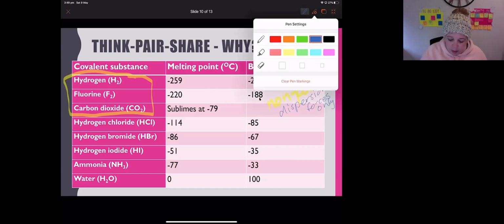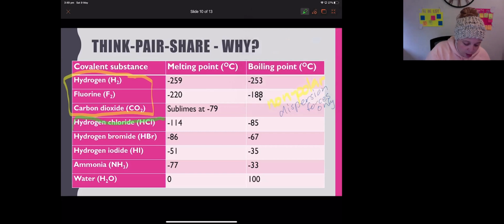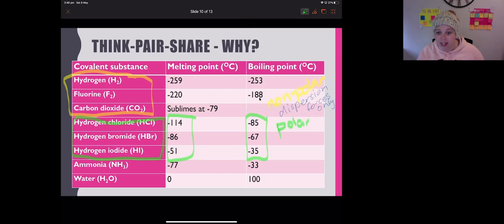The next three, as we go down, we've got hydrogen chloride, hydrogen bromide, and hydrogen iodide here. Now we can see automatically that their boiling points and their melting points are a lot higher than the previous three. So these are now polar molecules because we've got a difference in electronegativity and we're asymmetrical, but there's no hydrogen bonding. So what we've actually got here is both dispersion forces and dipole-dipole bonding.